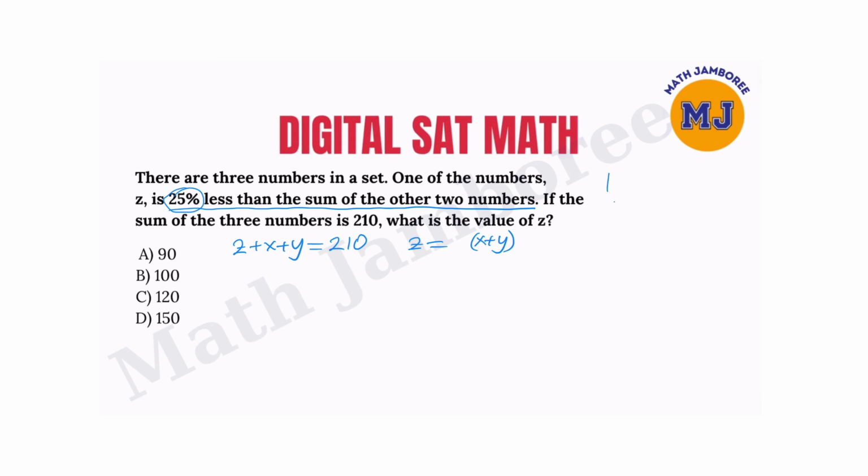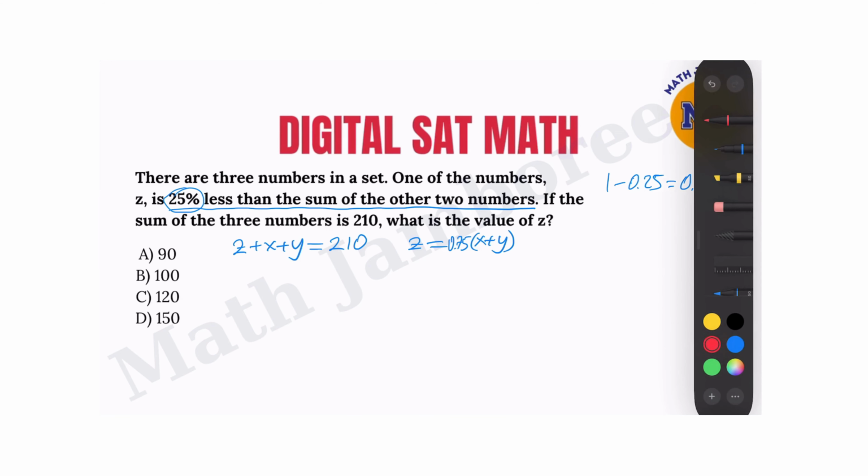One whole in percentages is 1. 100% is equal to 1. Taking away 0.25, because 25% means 0.25, that gives us 0.75. So this means that if it is 25% less, you will multiply this 0.75 by the sum of the other two to make it equal to z. This is how you set up the equation.